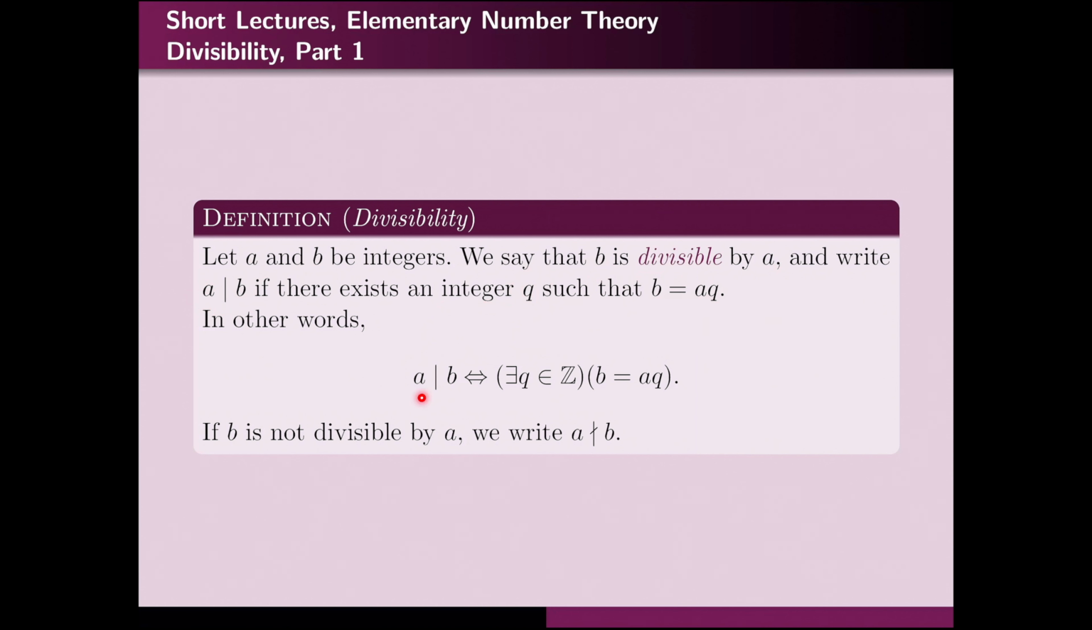So in mathematical way, we can define it in this way. b is divisible by a if and only if there exists a q belonging to the set of integers such that b is equal to aq. If b is not divisible by a, of course we denote it by this symbol, putting a negation bar on this vertical line. So we read it as b is not divisible by a.